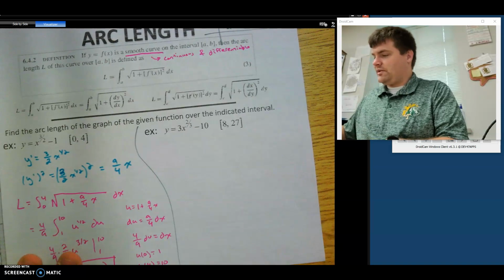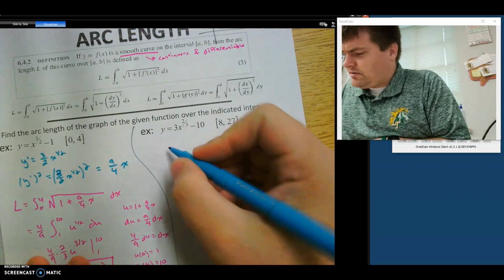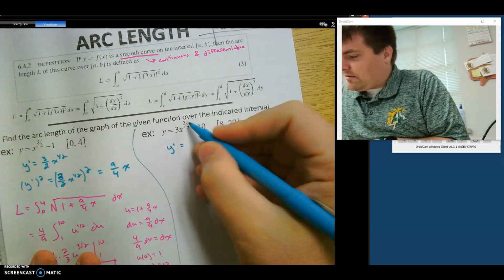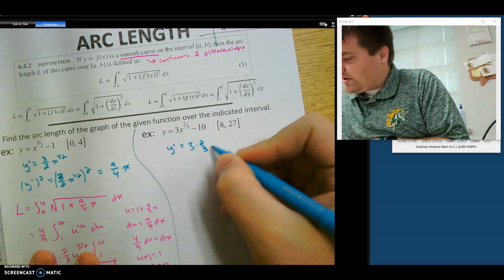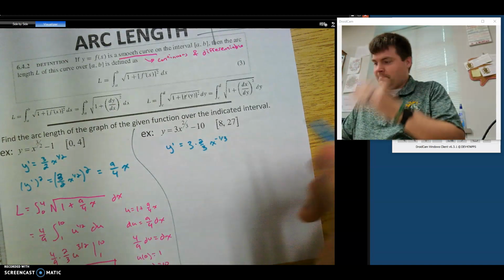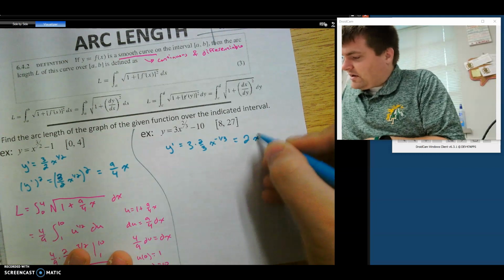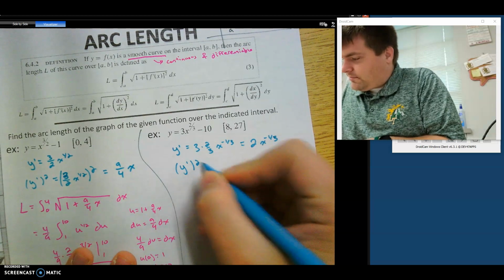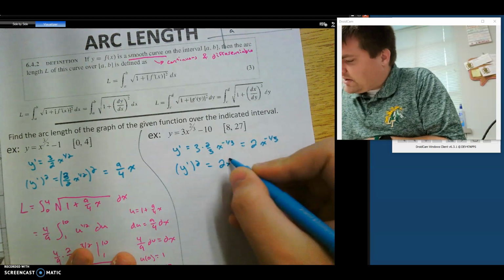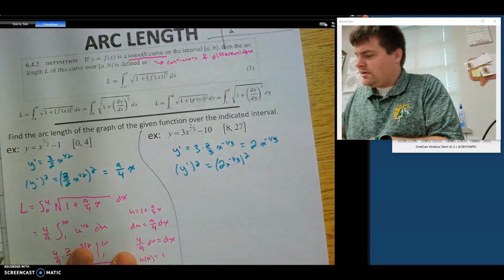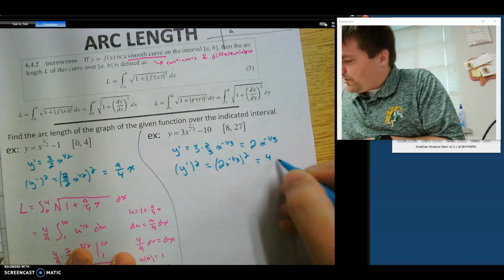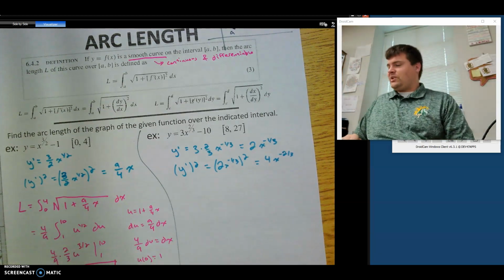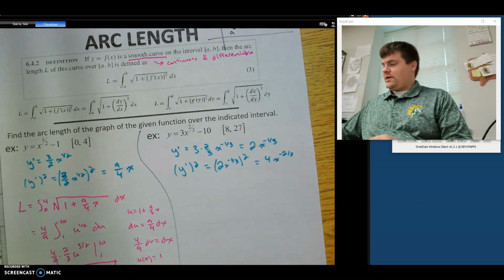Okay, so let's go through this one. So same exact type of problem here. Let's find out what y prime is. So in this case, y prime is going to be 3 times 2/3 x to the negative 1/3, which is really just 2x to the negative 1/3. Okay, so we're going to square y prime, and that's going to give me 2x to the negative 1/3 squared, which is really 4x to the negative 2/3, because you just distribute the power and power. Okay, and it multiplies.